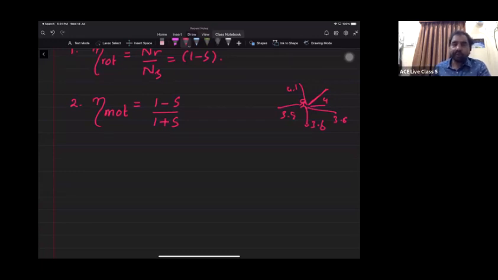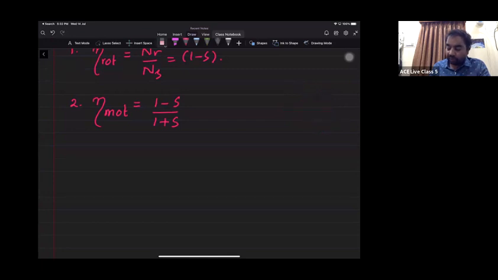So here also, basing on the numericals, if anyone wants to approximate the efficiency of the motor, it is 1 minus S by 1 plus S. It is only a thumb rule. It is only an approximate formula. There is no particular derivation for this, right?